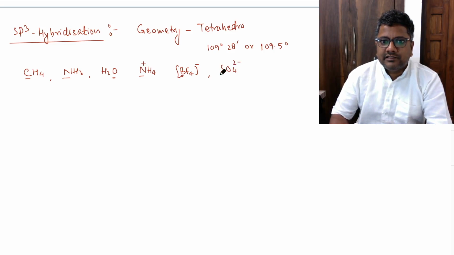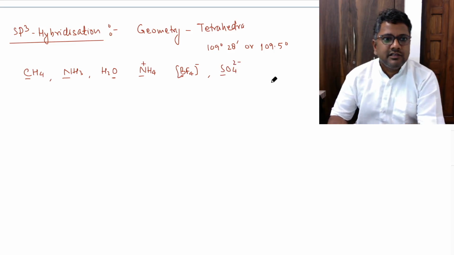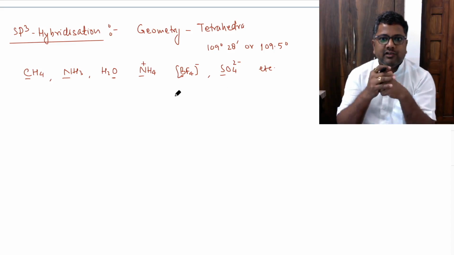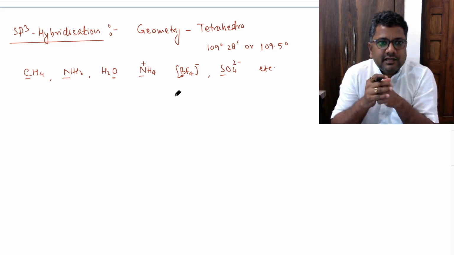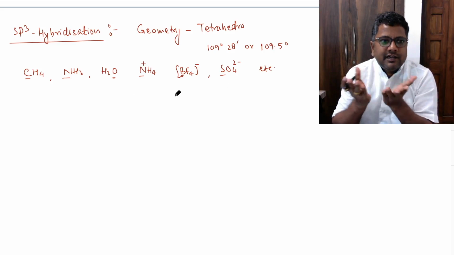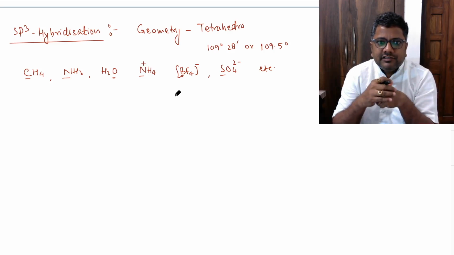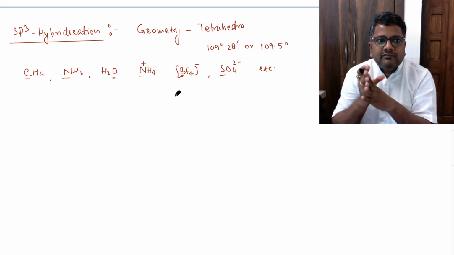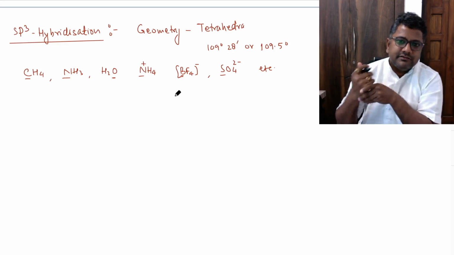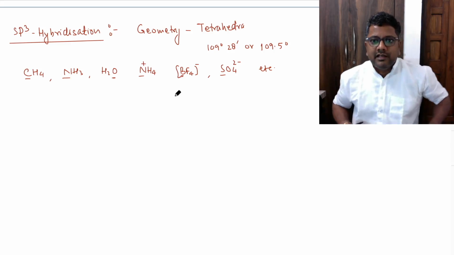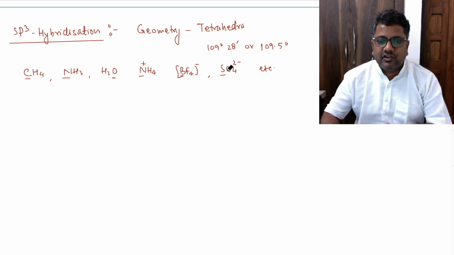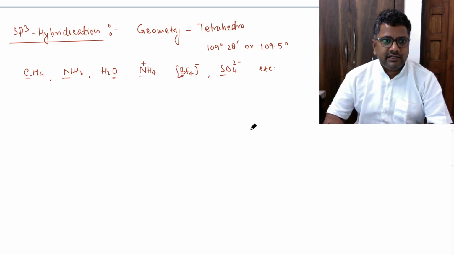SO4 2 minus, sulfur is sp3 hybridized. So in all these molecules the central atom is sp3 hybridized. So all have tetrahedral geometry, and all may have the bond angle 109 degree 28 minute, right? Some of them have a bond angle equal to this and some of them do not have a bond angle equal to the 109 degree 28 minute, right?